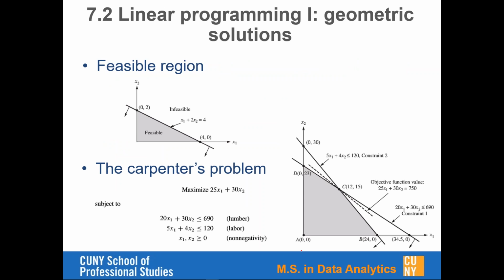We will probably spend around another 10 minutes to discuss this as well. So let's see, what we call a feasible region. Let's look at this example first. It's called Carpenter's problem that I discussed earlier. Suppose that I want to make x1 units of desks and x2 units of chairs.